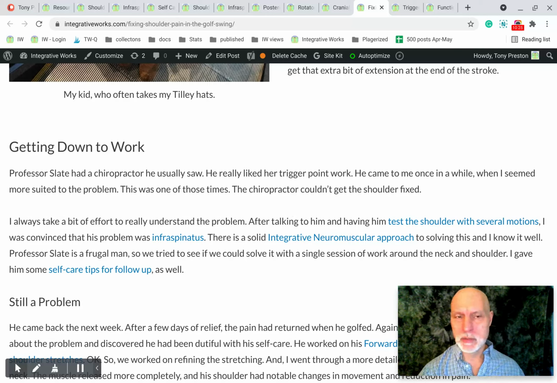And as soon as I did the craniomuscular work, his infraspinatus problem released, the trigger point palpably changed, his range of motion was better, he quit having pain in his golf.